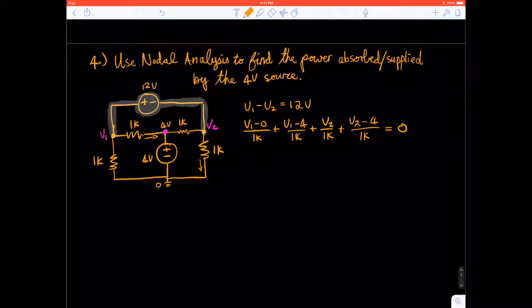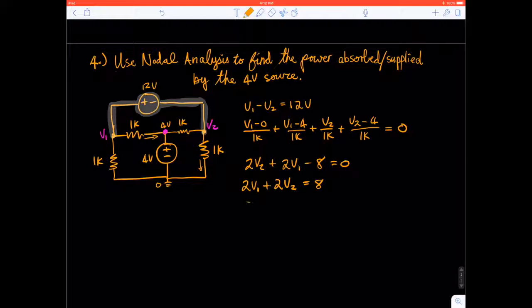So we can simplify this a little bit, and you'll quickly see that we have 2V2, and then we have 2V1. I don't know why I just wrote that backwards, but you get it. And then minus 8 is equal to 0. Simplify that, and we'll just say 2V1 plus 2V2 is equal to 8.